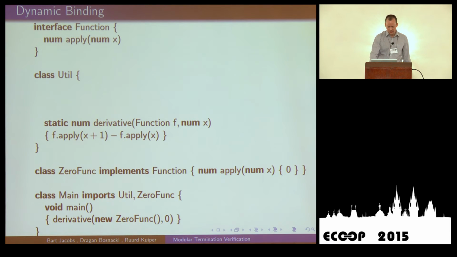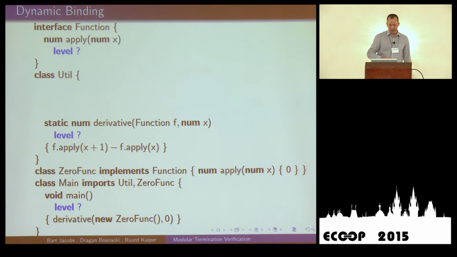So what we need to do is assign a level to each of these methods, including Function.apply. We're not specifying a separate level for ZeroFunc.apply because it inherits the specification from Function.apply. So which level should we pick? Let's try to apply the specification pattern that we came up with before. So we use the name of the method as its level. For main, this is trivial, so we just use level main.